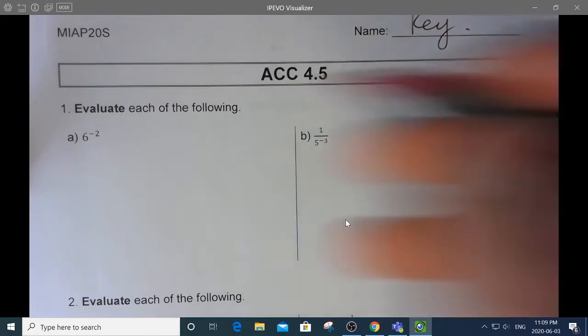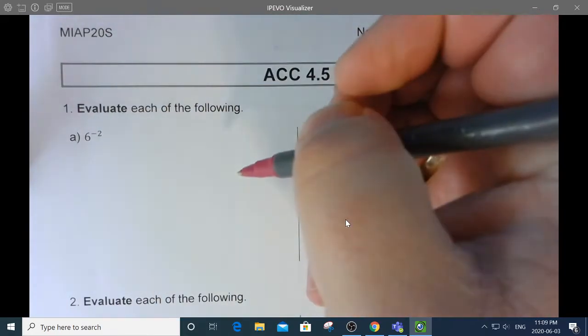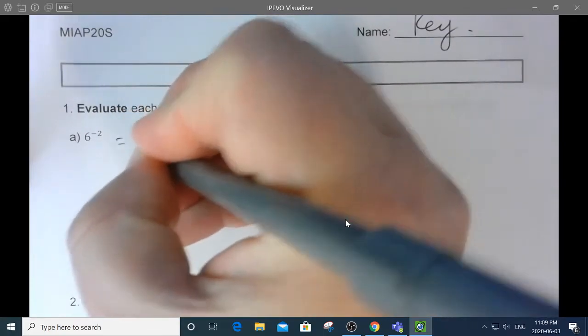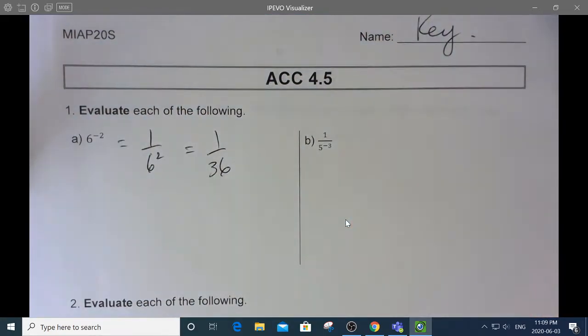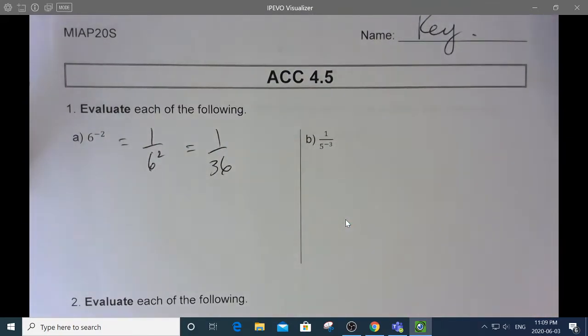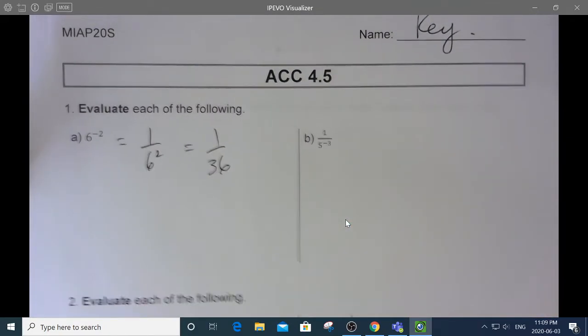Evaluate the following. Remember that negative power means a reciprocal, so that's actually like saying 1 over 6 squared, which is 1 over 36. Yes, it says evaluate on this page. We should probably have added evaluate without a calculator.